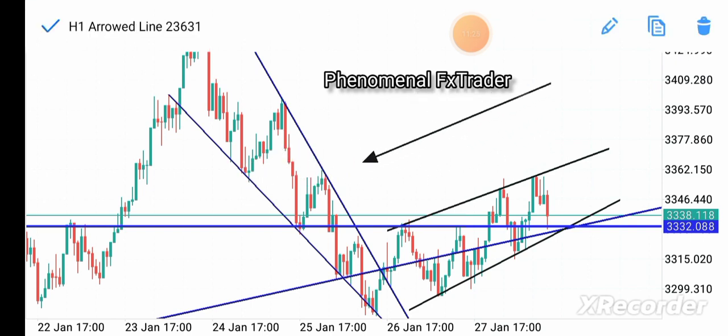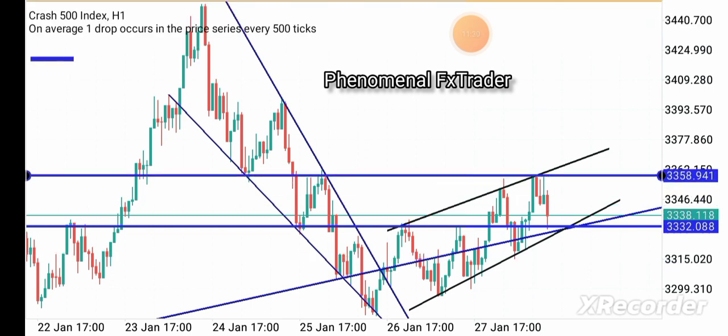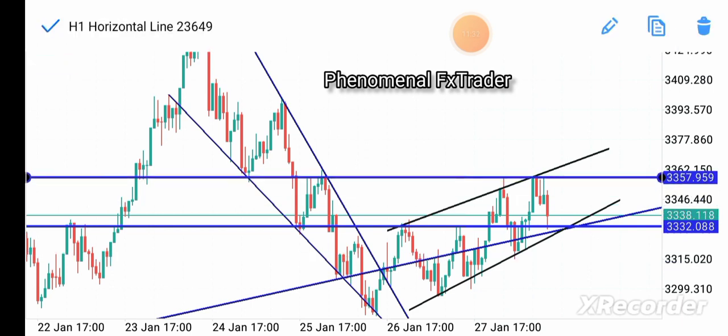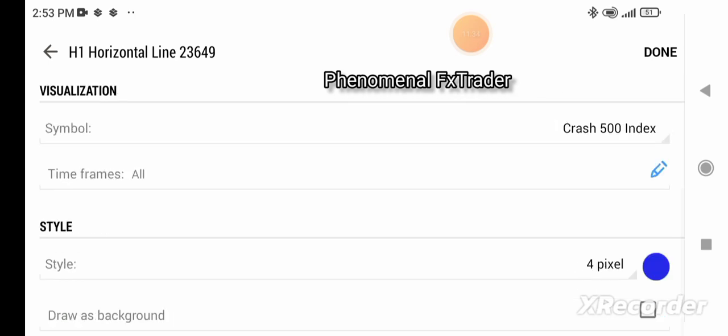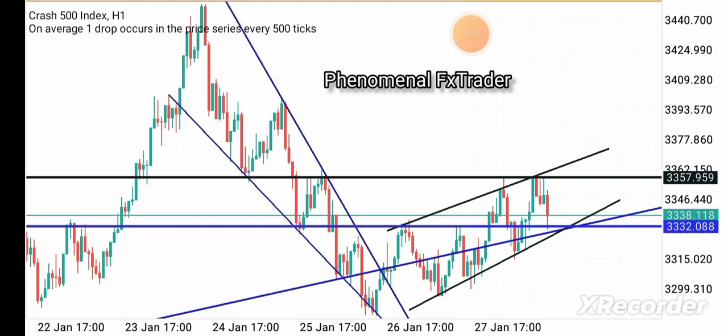We should mark this out, guys. It's very important to take note of this level too in the market. Then we change this color to maybe black. That's a key level. So the market went to this level and then reversed.